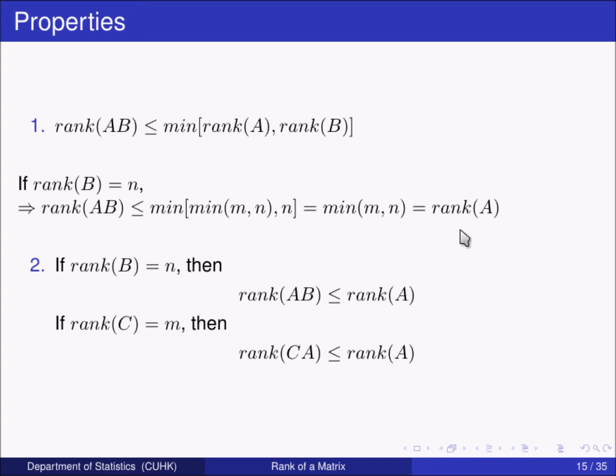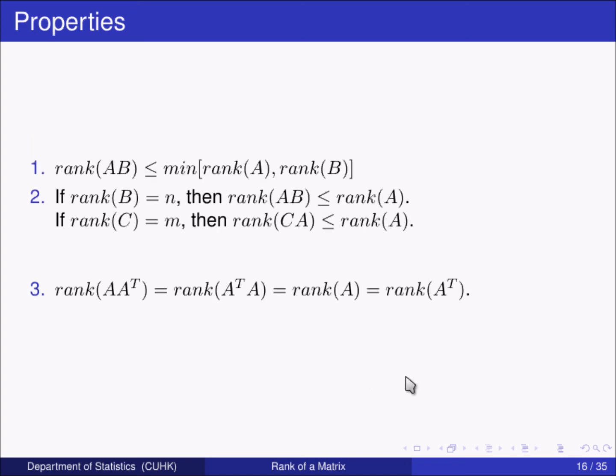Similarly, the dimension of the matrix CA is L by N. If the rank of C is M, following a similar argument, we have rank of CA is less than or equal to the minimum of M and the minimum of M and N, and it is the rank of A. Also, here is the third property without proof. The rank of the product of A and the transpose of A, no matter what the order of multiplication is, equals the rank of A and the transpose of A itself.